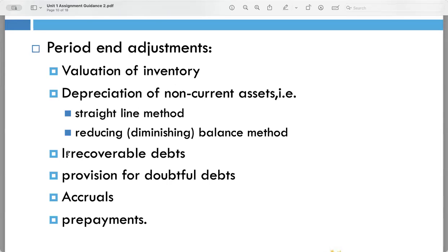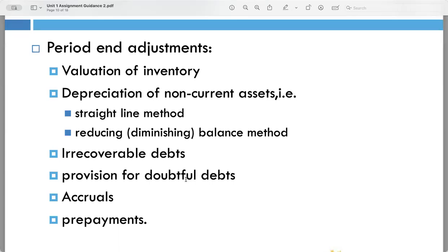Irrecoverable debts: write-off of bad debts reduces the accounts receivable balance. This affects the operating activities as it reflects the actual cash collected from customers. Provision for doubtful debts: this adjustment ensures that the accounts receivable balance is realistic and affects the cash flows from operating activities.